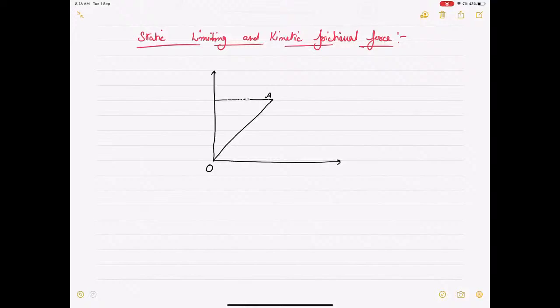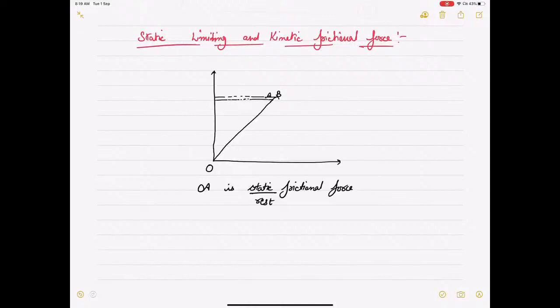But when the object is at the verge of moving, a small amount of force also increases. Maximum, let's say maximum static frictional force, this point is known as limiting frictional force. I'll name this point to be B. OA is static frictional force. Static means at rest. When the object is at rest and the frictional force is being applied, then it is known as static frictional force.